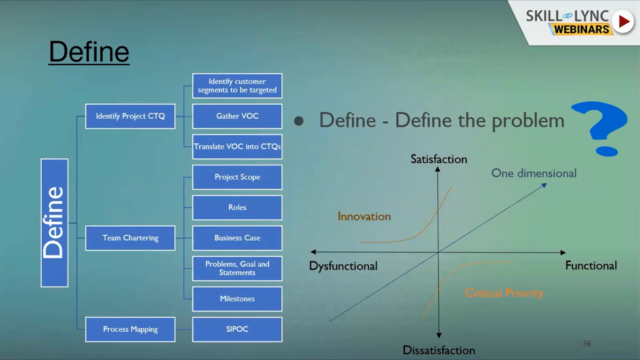Then translate that voice of customer into the CTQs. So these are critical to customers. We have to deliver that at the minimum. The customer is satisfied. He's God. We are getting our business. That's it. Team chartering. Team chartering says the project scope, roles, business case, problem, goals and statements, and milestones.